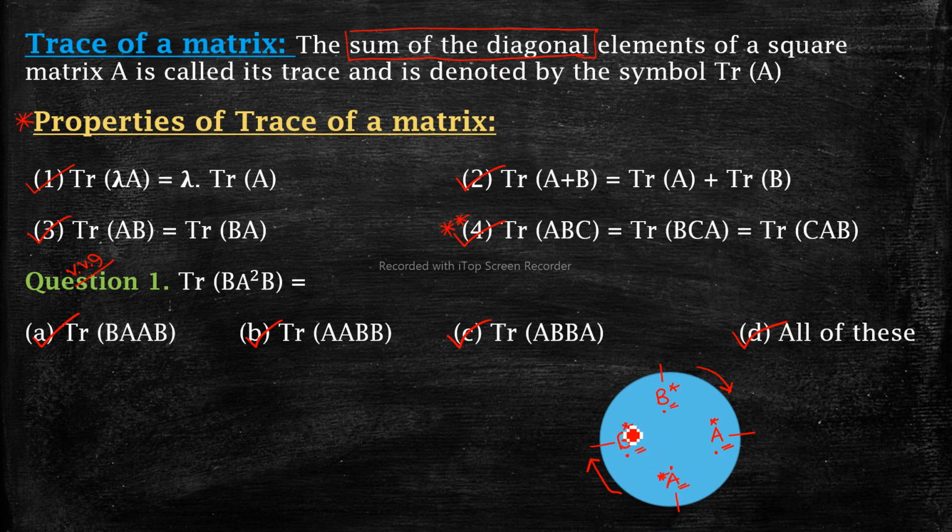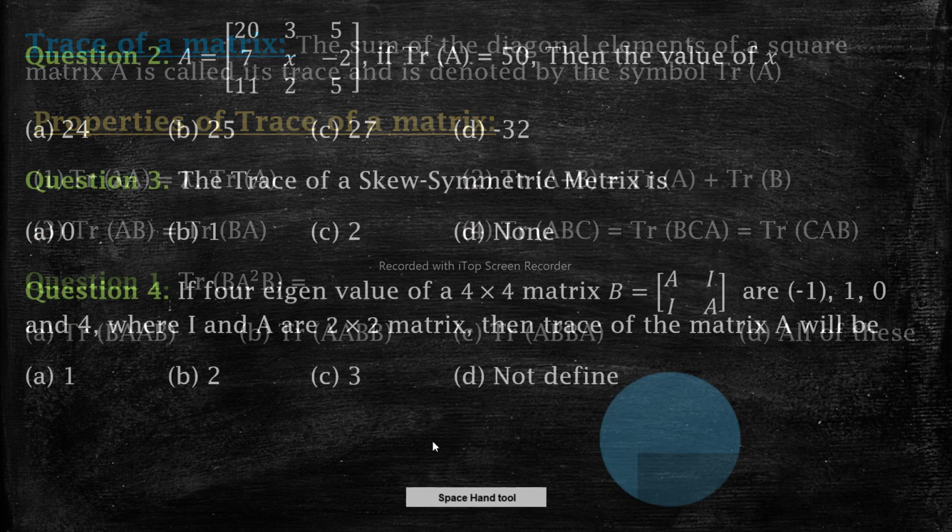So we can write BB. We can start from here also. B then A, then A. So one more trace will come for this case, that is trace of B A. Are you getting my point? So this way one question can come from trace, and we can use the help of the circle to obtain the correct result. Okay, so let's see the next question.